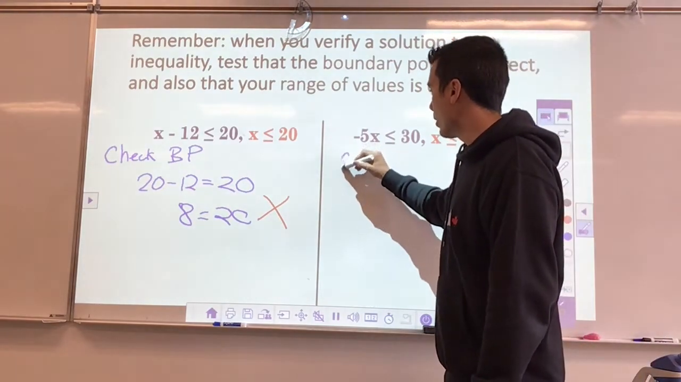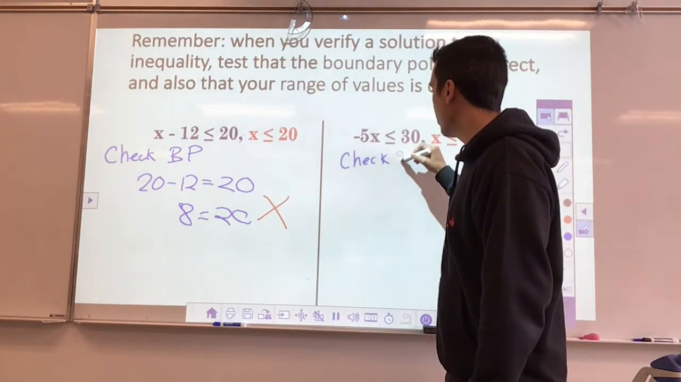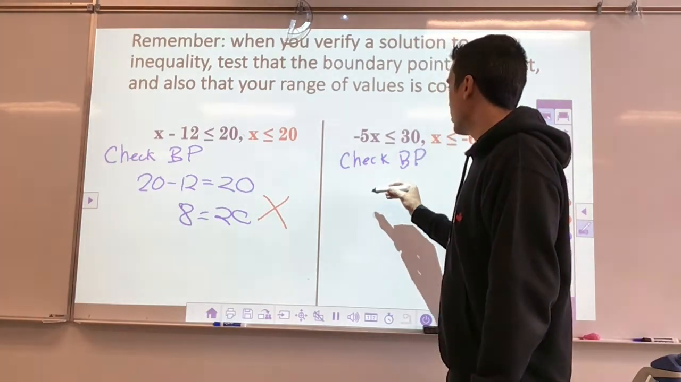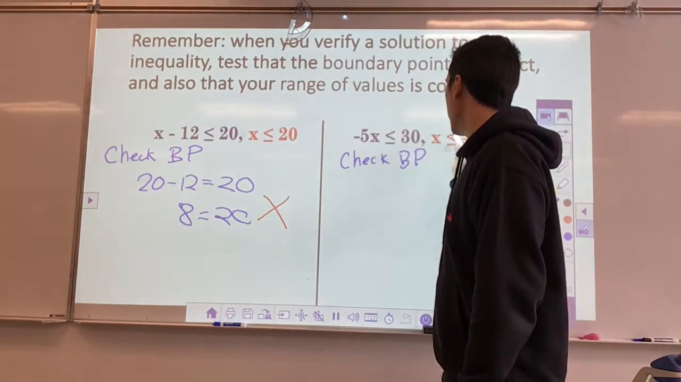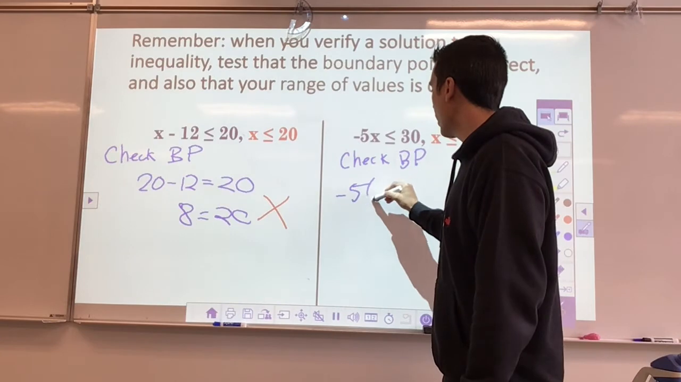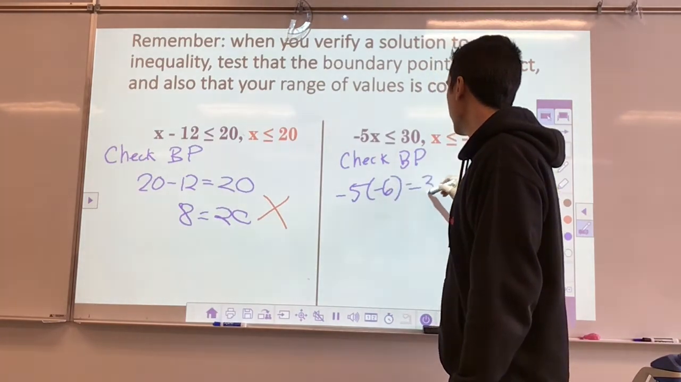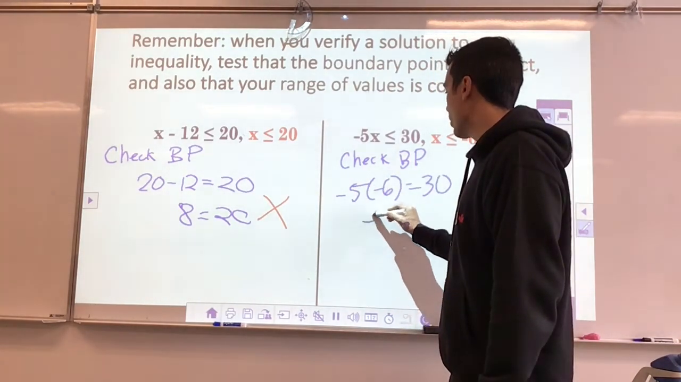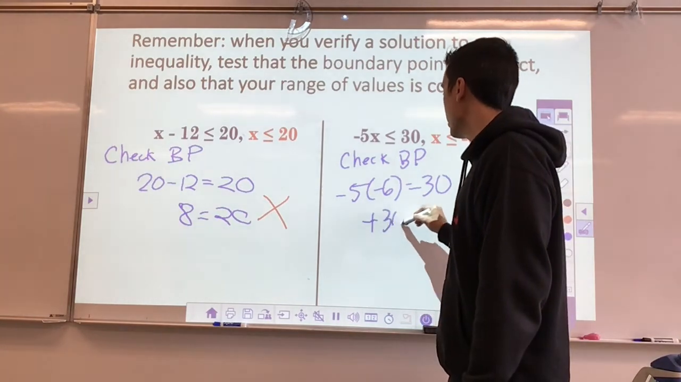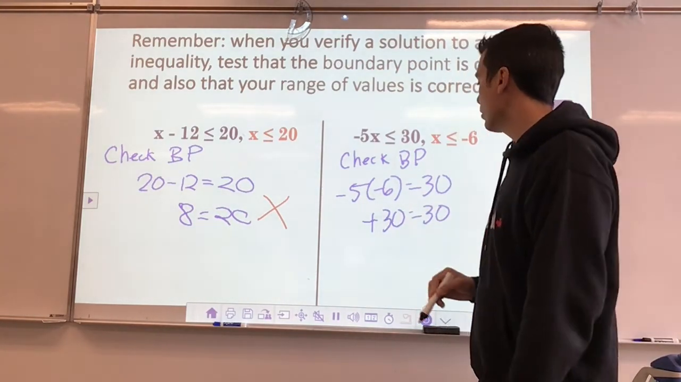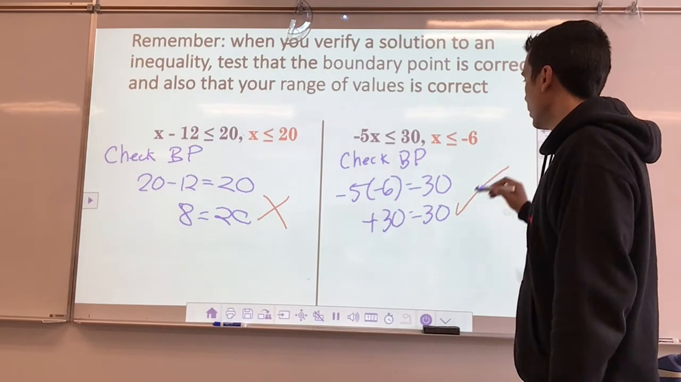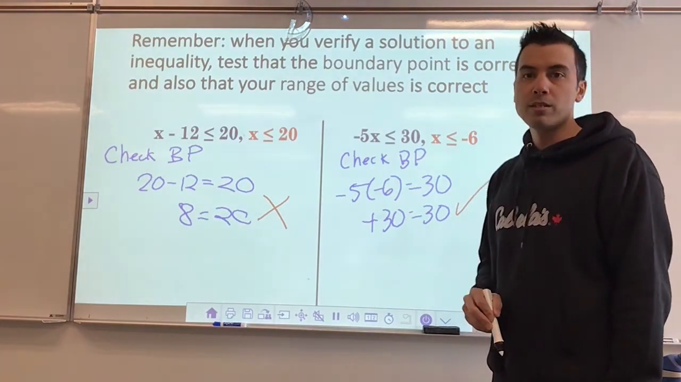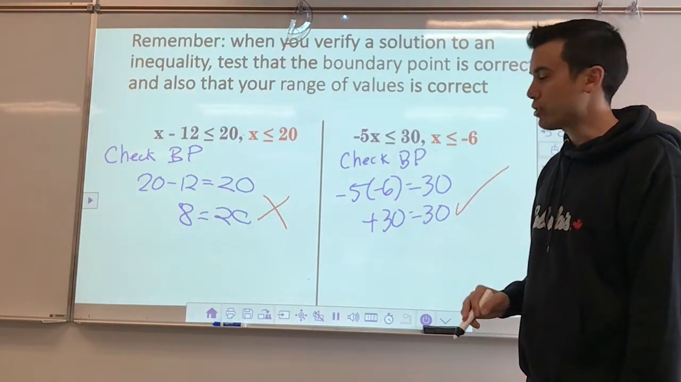Again, the first thing I want to do is check the boundary point. So everywhere I see an x, I'm going to put a -6. -5 times -6. Does that equal 30? Negative times a negative is a positive. 5 times 6 is 30. Does that equal 30? Yes. The boundary point is good in this situation.